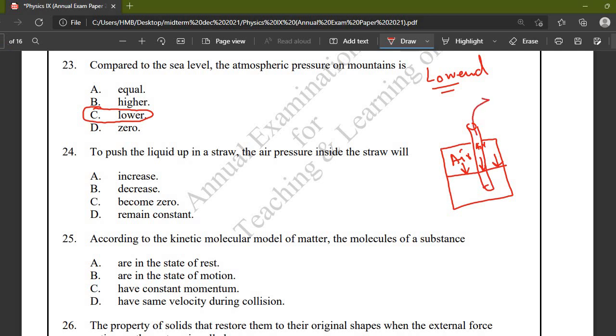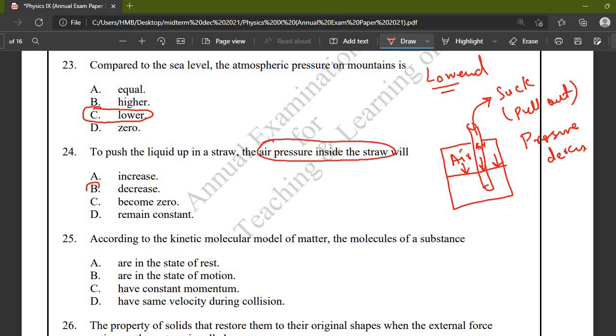When we suck from this end, we actually pull out the air. When we pull out the air, the atmospheric pressure decreases inside the straw, and due to pressure inside the box, the liquid tends to move upward or come out of the box. So in short, the pressure inside the straw will decrease, so that the internal pressure would become greater and the juice or the liquid will come out of the straw.